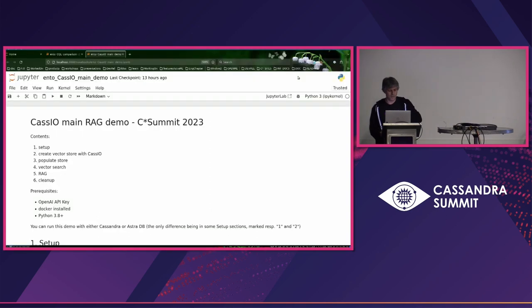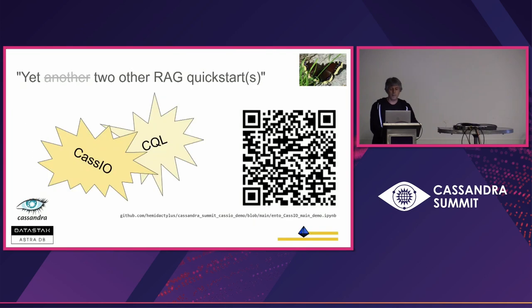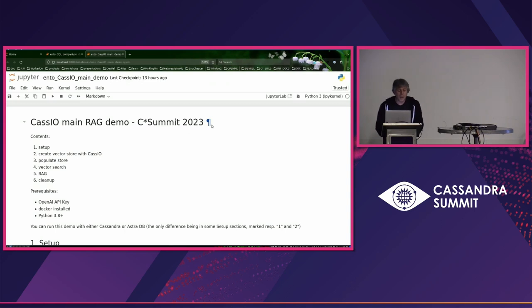So let me jump to, okay, I have a notebook, by the way, sorry. You will see there is a link here. You can run it yourself, either with a Docker Cassandra 5 beta image, or with DataStax AstraDB if you don't want to get involved with running your database locally. You will find all links in here and in the presentation online. So this is a very standard RAG quick start.